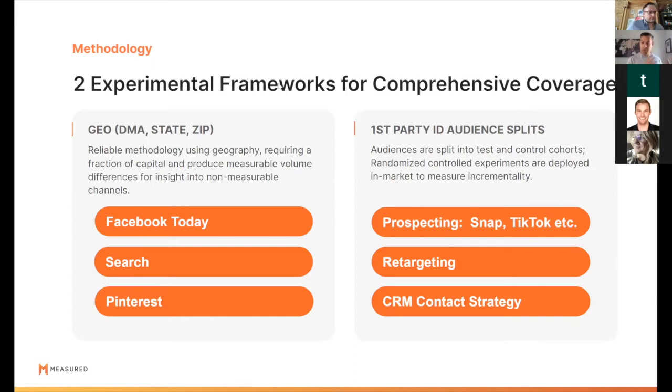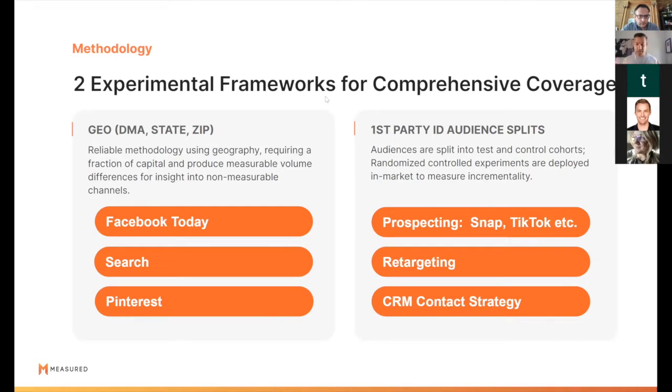In both cases, you are splitting audiences and giving them differential treatments. But in one case, we are splitting markets, which may be states or DMAs or zip codes. In other cases, you're taking audiences. Imagine a CRM house file, and you're cohorting audiences into panels and then giving those panels different treatments, okay? So from a 20,000-foot overview, these are the different kinds of tests you can run. You go to the next slide.